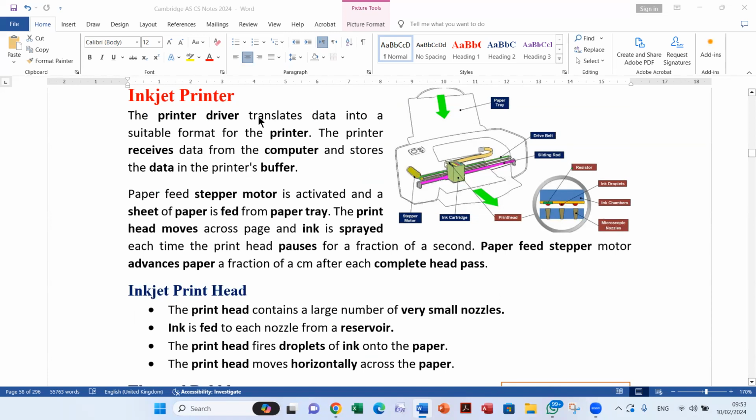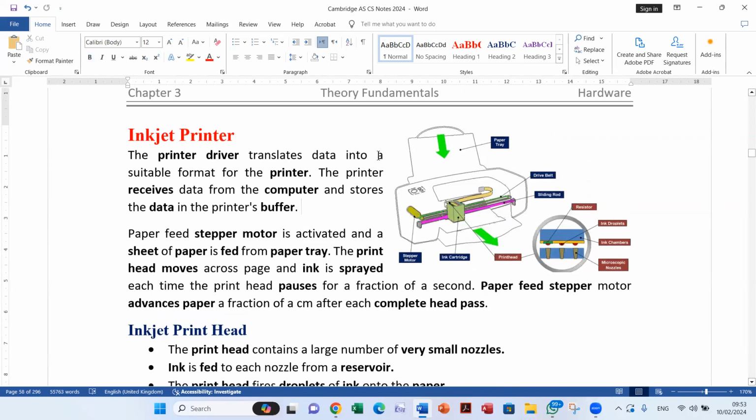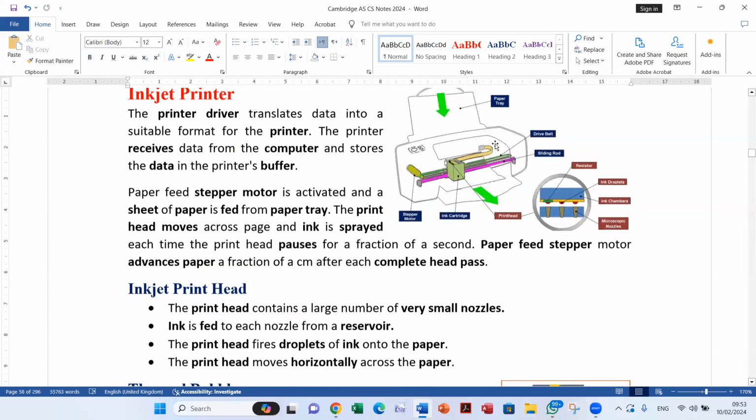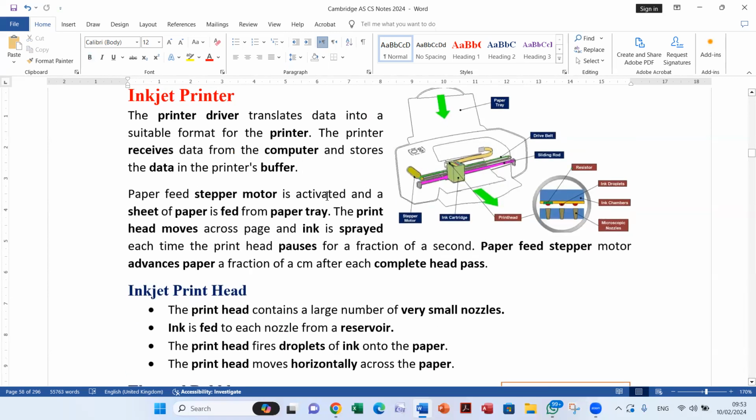There is also a printer driver, which is part of the operating system or the system software. The printer driver translates data into a suitable format for the printer. The printer receives data from the computer and stores it in the printer buffer, a kind of memory inside the printer. The paper feed stepper motor is activated and a sheet of paper is fed from the paper tray.